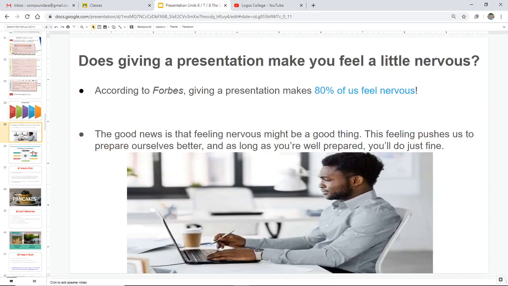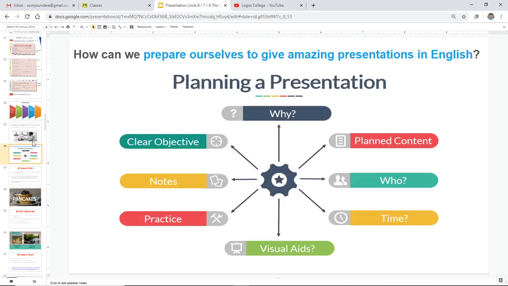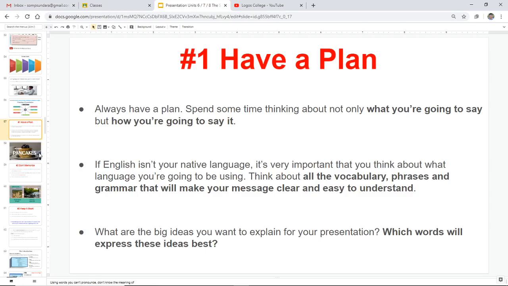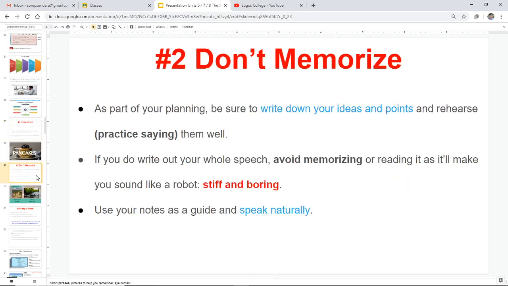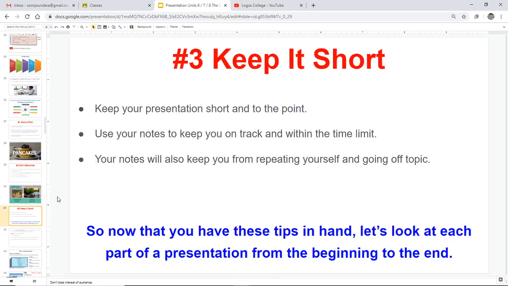Right? We have to plan. Right? We plan ahead. We prepare. This will make our presentation smoother. Right? We need to have a plan. We don't memorize our entire presentation, right? And we keep it short.